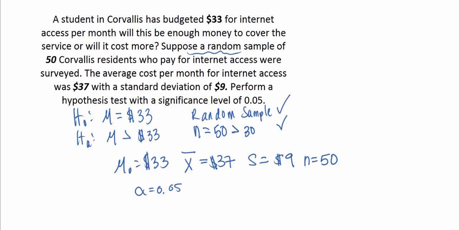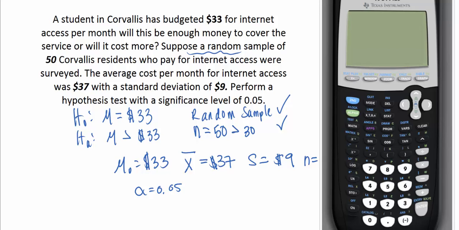Let's go ahead and plug this into our TI84. If we turn it on, we first go to Stat, over to Tests, go to t-test. Because we have summary statistics, we can use the Stats option, where mu naught is equal to 33. Our sample mean is equal to 37. Our sample standard deviation was 9, and the sample size was 50. Our alternative hypothesis is that our mean is actually greater than our claim, so we have to change the alternative, and then we'll press Calculate.